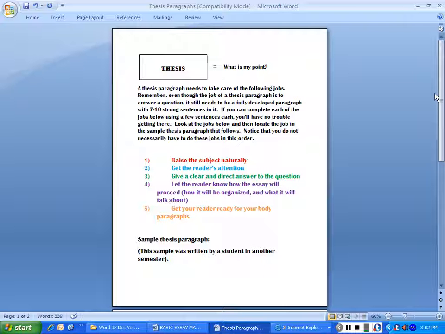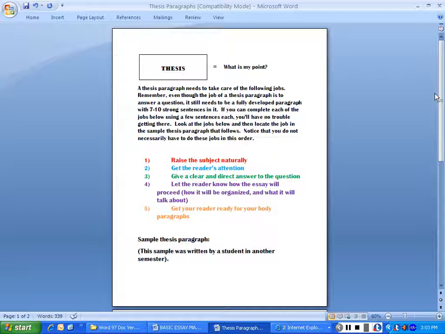It's a tricky one to write because a lot of students feel that once they've given an answer to the question, there's not much more to say. It can be hard for students to know how to develop a full 7 to 10 sentence, well-developed thesis paragraph when all they really have to do is answer the question. The trick is knowing that it's not your only job to answer the question you've been asked.